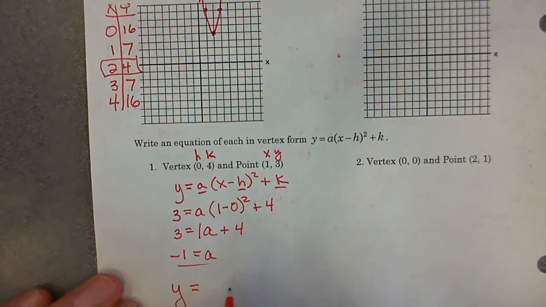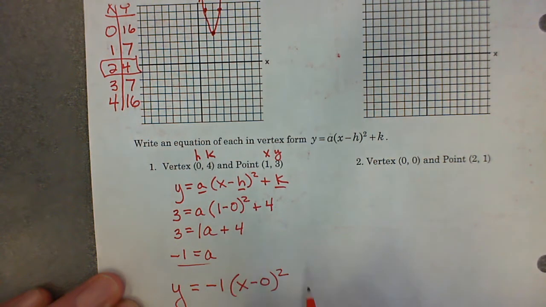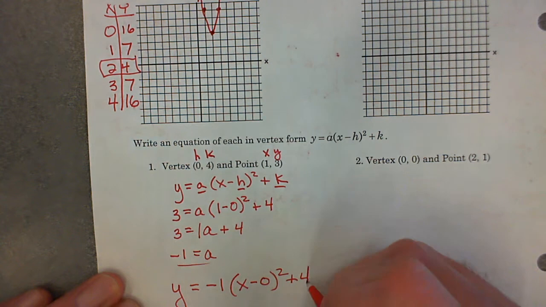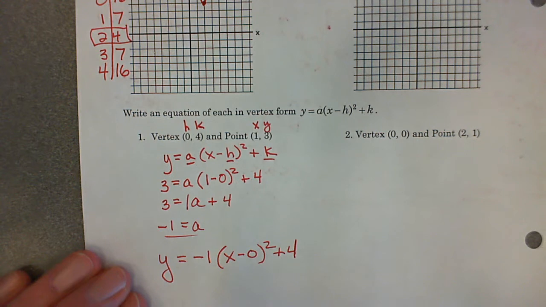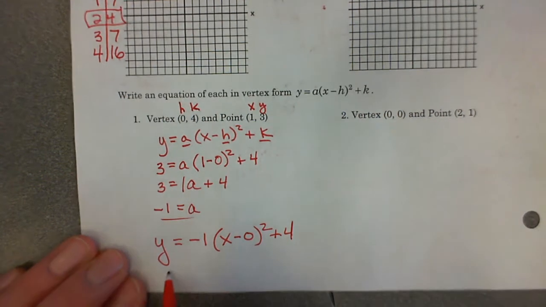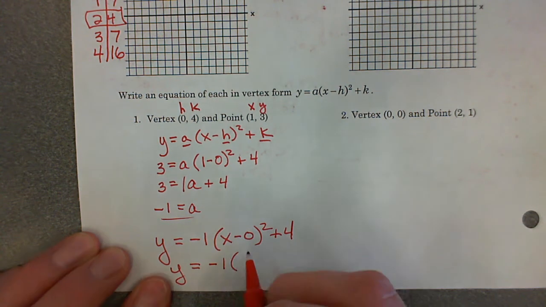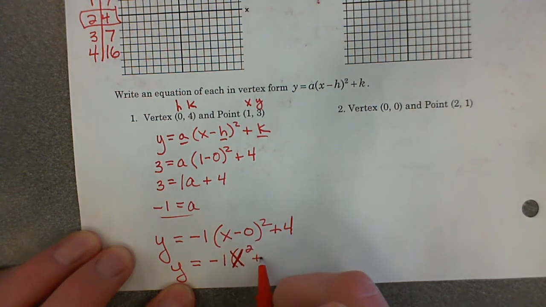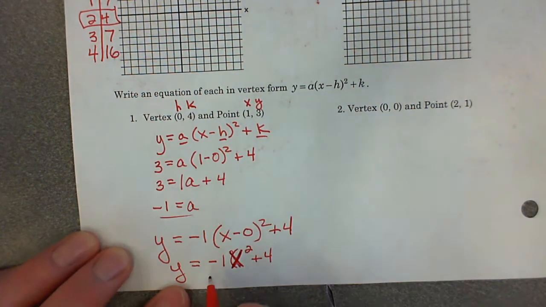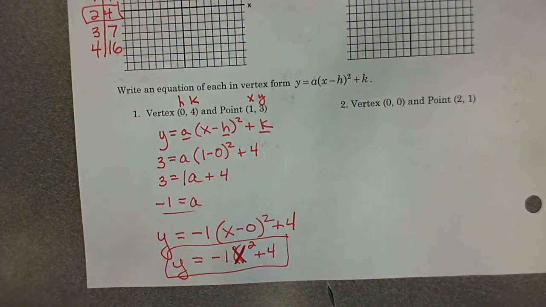So y equals -1 times (x minus your h, which is 0) squared plus k, which was 4. So there's the equation of my parabola, and I could clean that up just a little bit because x minus 0 is just x, so this is y equals -1x squared plus 4. Okay. So negative x squared plus 4, that's the equation of your parabola.